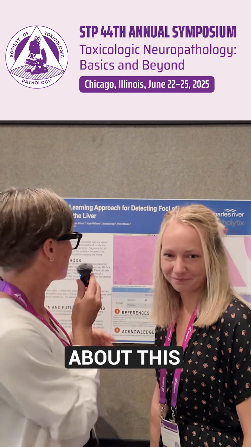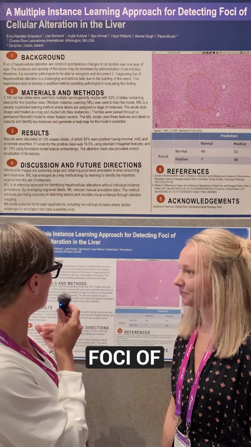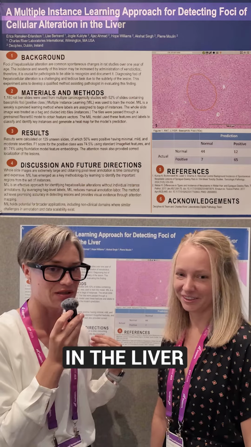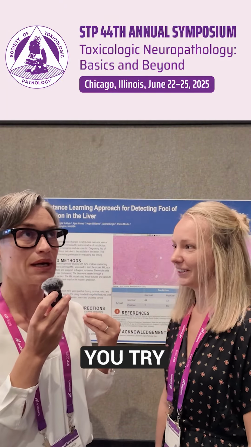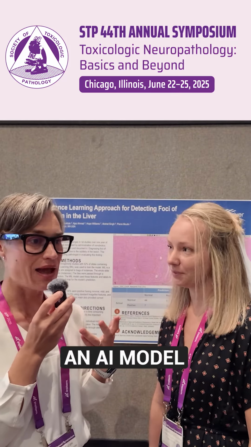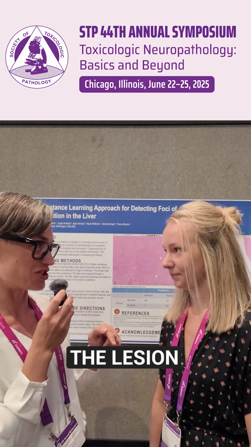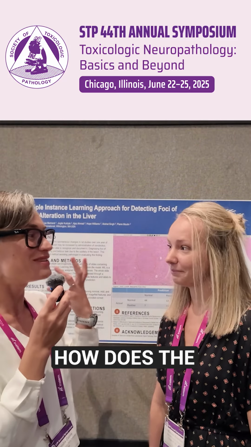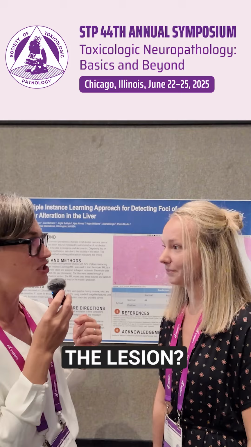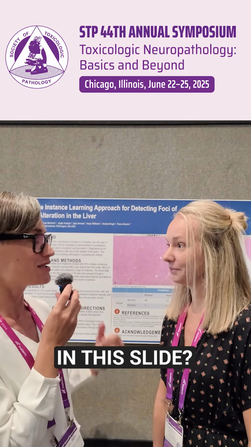We're going to be talking about this poster, a multiple instance learning approach to detecting foci of cellular alteration in the liver. The trick in pathology is when you try to train an AI model to detect a specific lesion, but you don't really annotate the lesion, and that is the highlight of this poster. How does the AI know how to find the lesion if you only have a weak label telling it that it's in this slide?